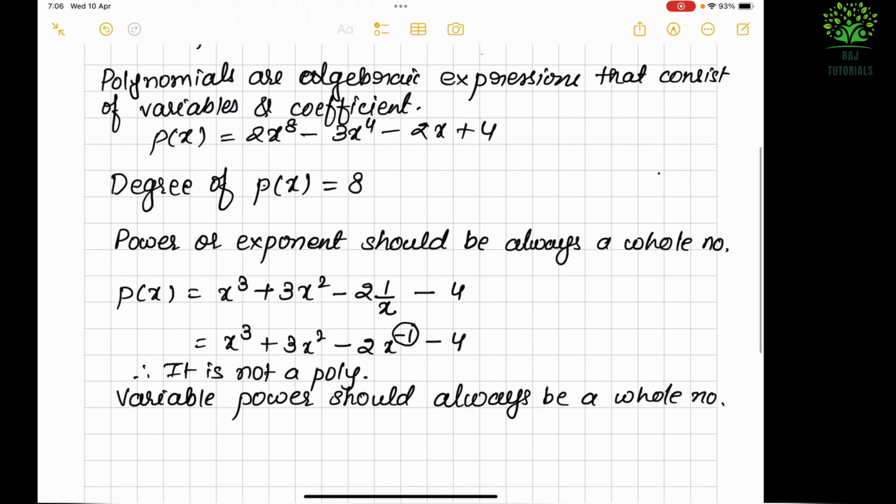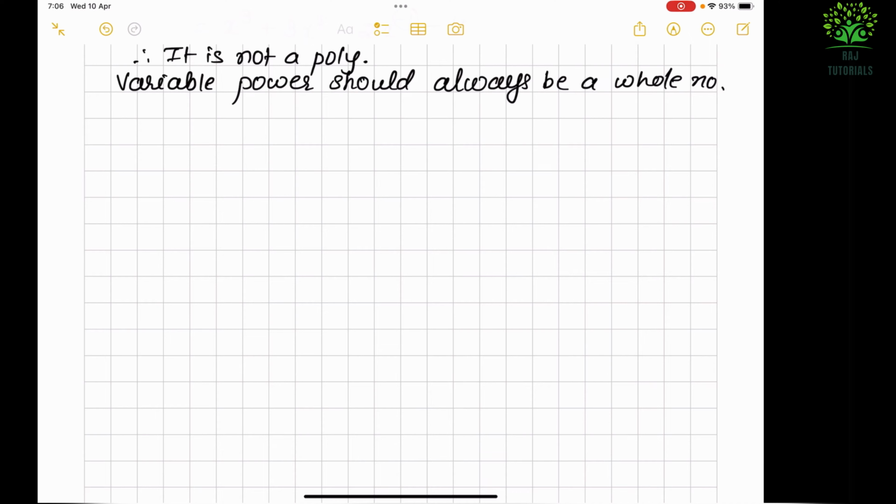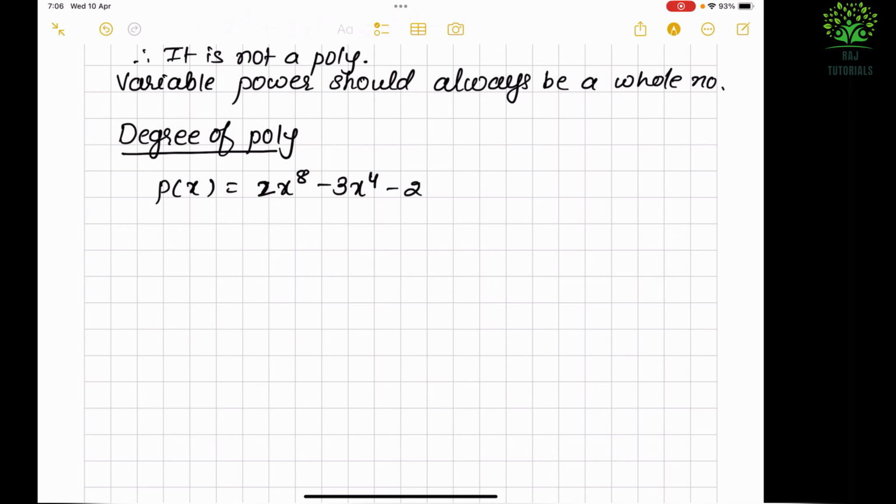Now, discussing the degree of polynomial, that is the highest power or highest exponent. As we saw in the above example, it was p of x equal to 2x raised to 8 minus 3x raised to 4 minus 2x plus 4. So the highest power is 8. So the degree of p of x here is 8.